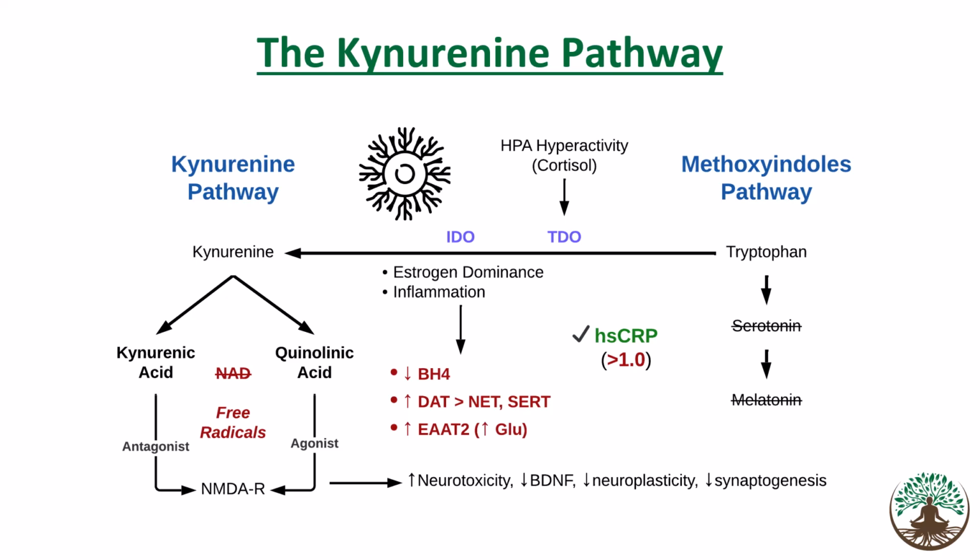This also contributes to a reduction in BH4, increased dopamine, norepinephrine, and serotonin transporter activity, with subsequent decreases in neurotransmitter availability, and impaired excitatory amino acid transporter, or EAAT2 activity, which leads to a further increase in glutamate. Furthermore, there's a reduction in NAD and an associated increase in free radical generation, contributing to oxidative stress. On the following slides, we'll explore some of these nuances of this vicious cycle.